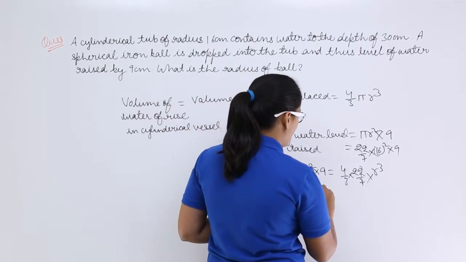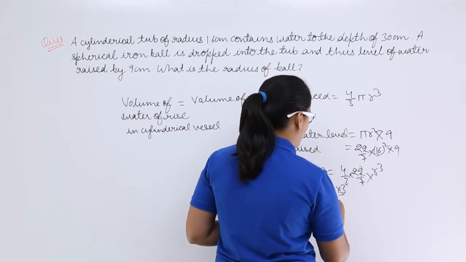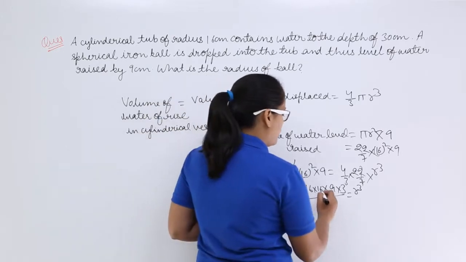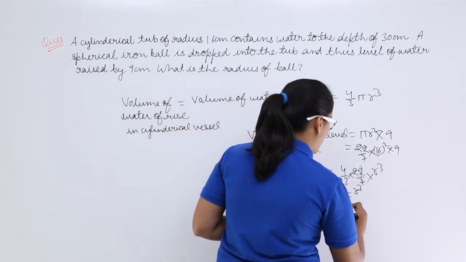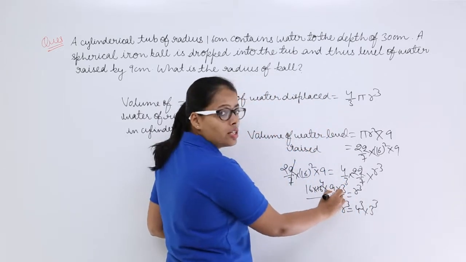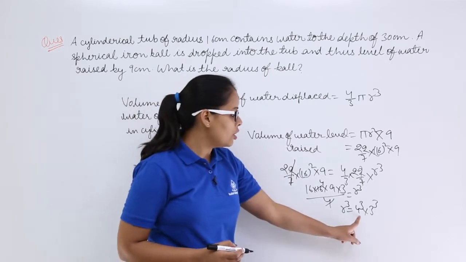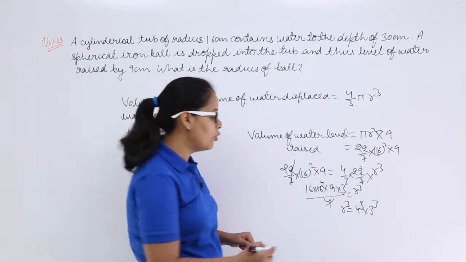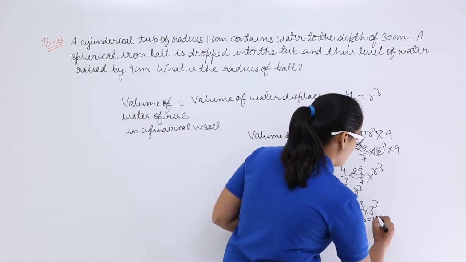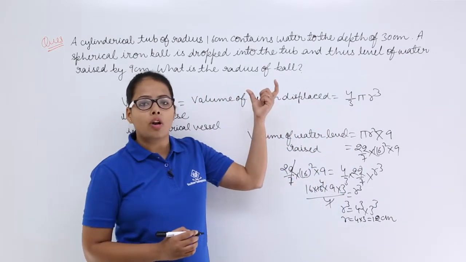Here you can write this as 16 into 16, this 9 into 3 divided by 4, and this is r cube. This is 4. You can also write this as 4 cube into 3 cube. This is 9, this is 3. You can write 9 as 3 square and 16 as 4 square. So this will become 4 cube into 3 cube. So the radius will be 4 into 3, which means it will be 12 centimeter. So this is the radius of the ball.